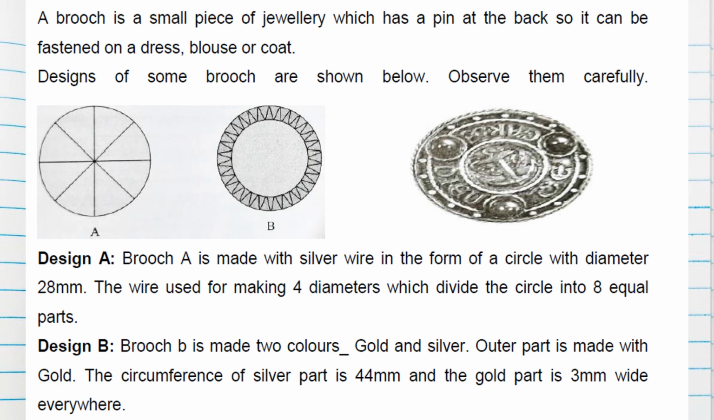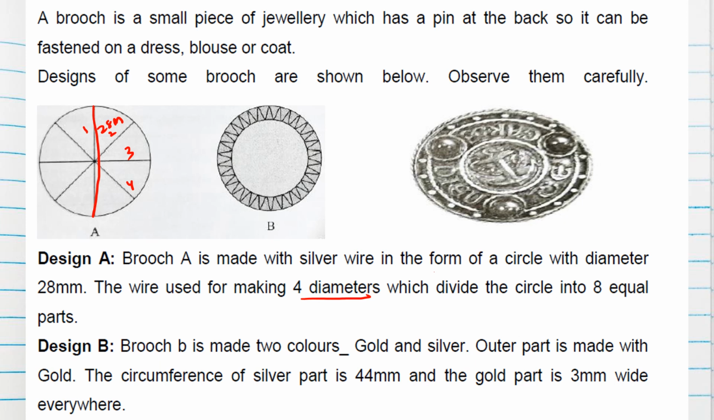Design A is made with silver wire in the form of a circle with diameter 28 millimeter. The wire used for making four diameters. You can see four diameters are made, which divide the circle into 8 equal parts. So the circle has been divided into 8 equal parts.